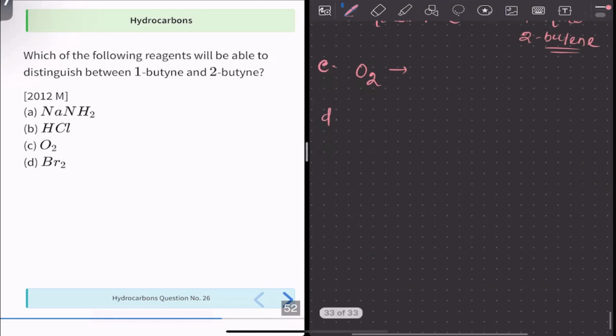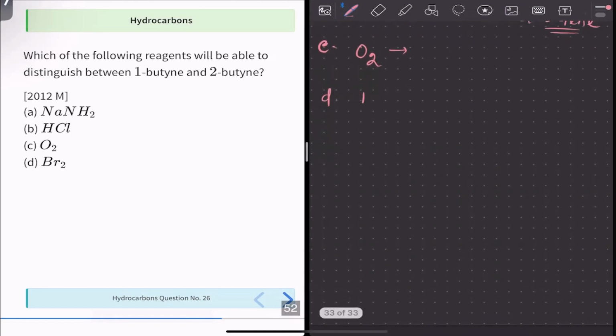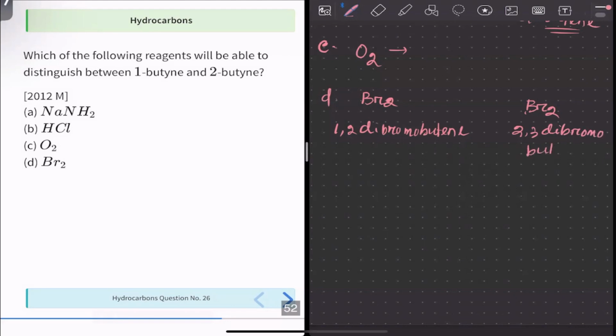So option D, bromine. What will bromine produce? Bromine will react with the first compound and it will form 1,2-dibromobutene. In the second, it will form 2,3-dibromobutene. These compounds are different but have similar properties, so we can't distinguish between the two compounds with this reaction also.